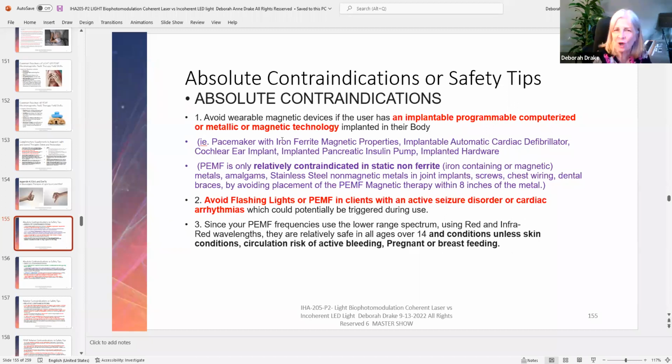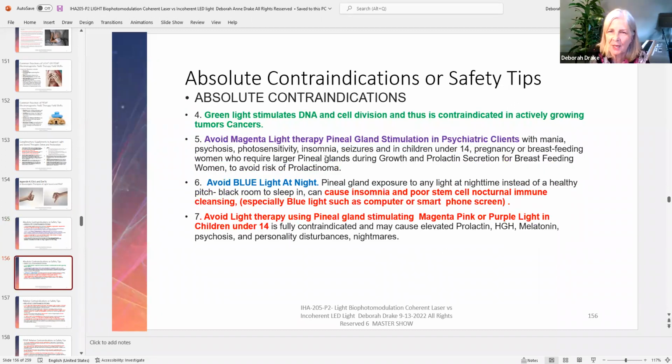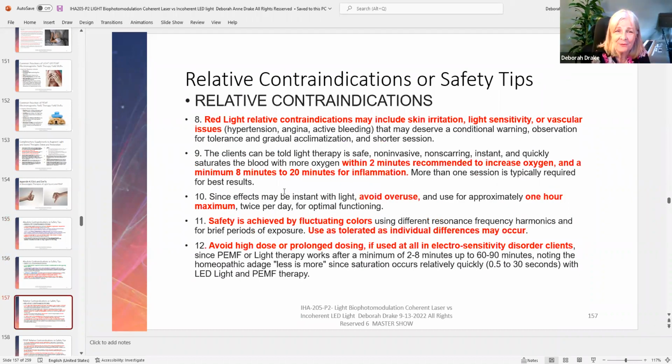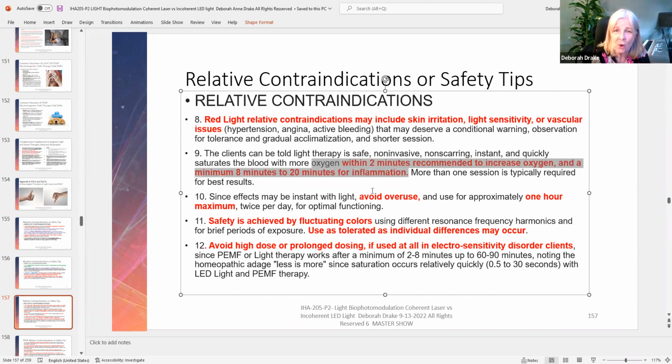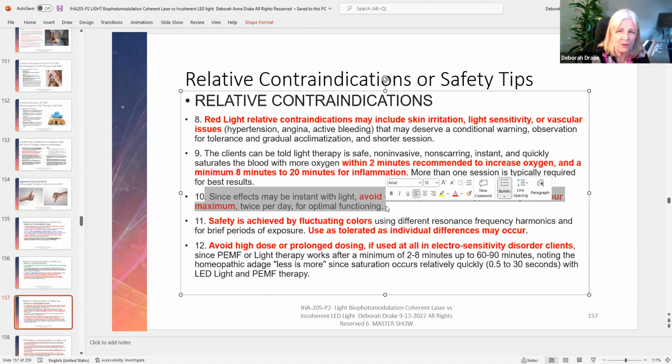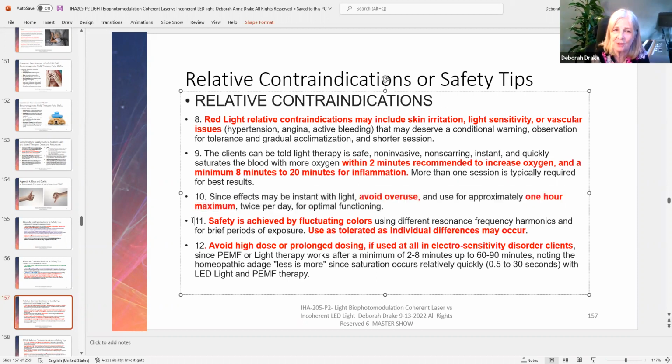Watch out for tolerance and gradual acclimatization, okay? 2 minutes of therapy doubles your oxygen, so you don't have to spend a lot of time. 20 minutes is quite a bit for light therapy. And since it's instantaneous, it goes through the whole body, usually limit it to 1 hour. If you're going to go crazy on it, don't go more than an hour to see how you react, because it is quite a bit stronger than some of the other elements you've been using.